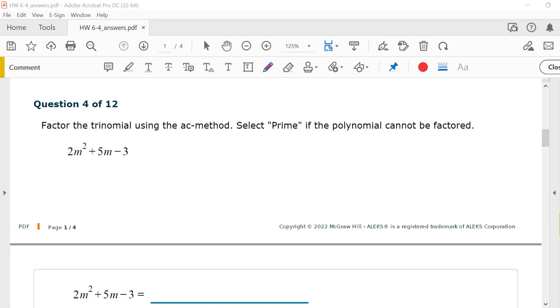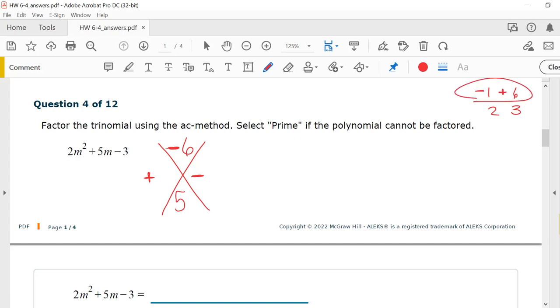Number 4. Let's see, it's a trinomial. The leading coefficient is not 1. There is no GCF. So this is my next step. 2 times negative 3 is negative 6. 5 goes down below. Since I have a negative 6, one of them has to be positive, one has to be negative. Factors of 6: 1 and 6, 2 and 3. If I do negative 1 plus 6, I get 5. So negative 1 plus 6.